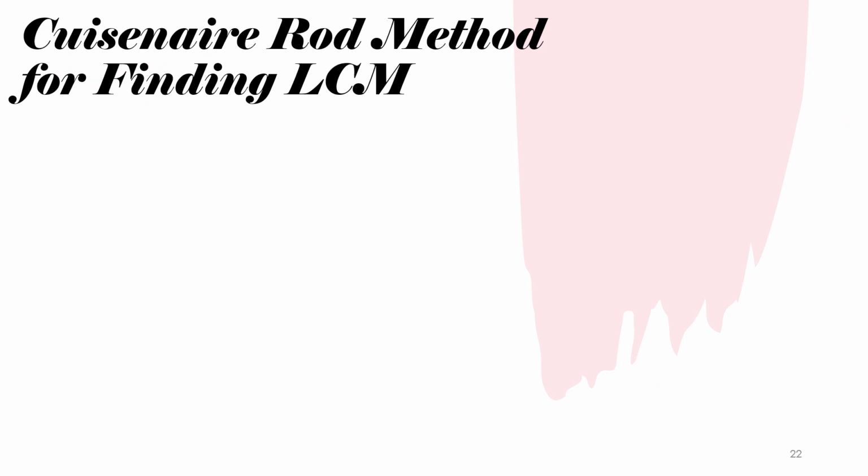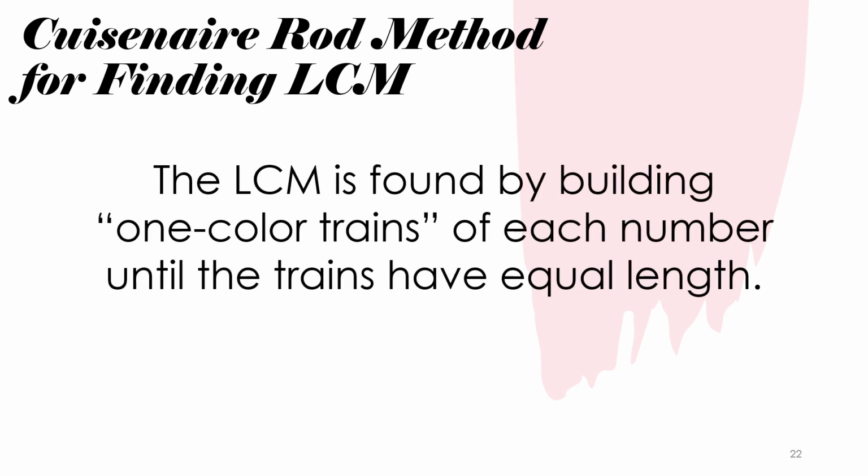Now that we have a pretty solid understanding of how we can use the prime factorization method to find the least common multiple, we're going to look at how we can use Cuisenaire rods. This would be a great activity for younger students and is a really great way that they can use manipulatives for finding something that students traditionally struggle with. The Cuisenaire rod method says that the least common multiple is found by building one-colored trains of each number until the trains have equal length.